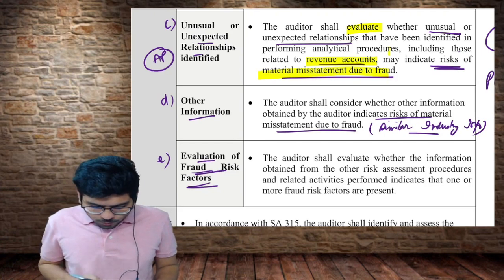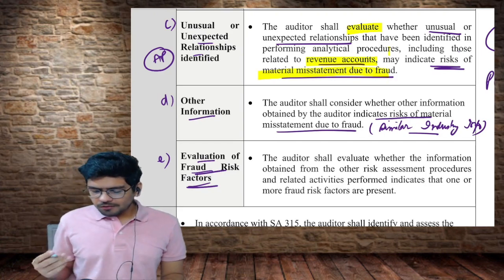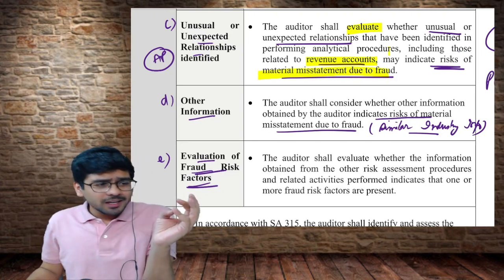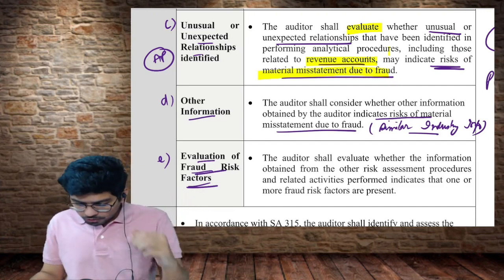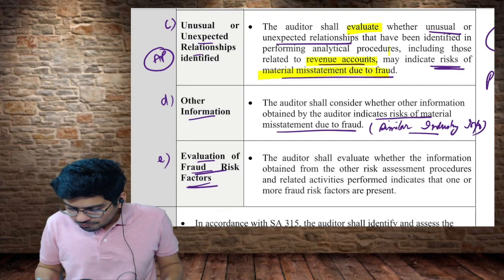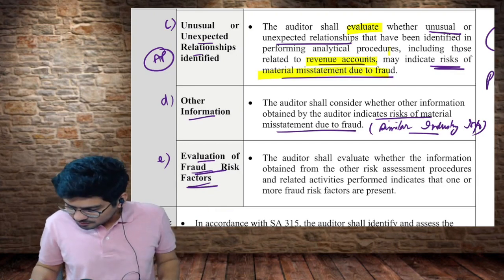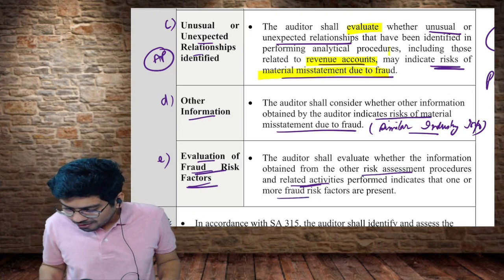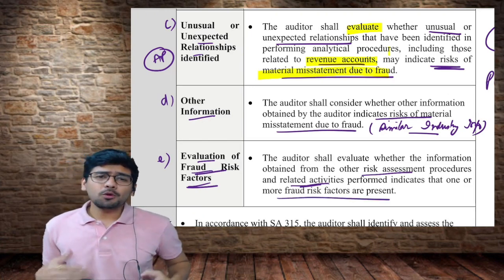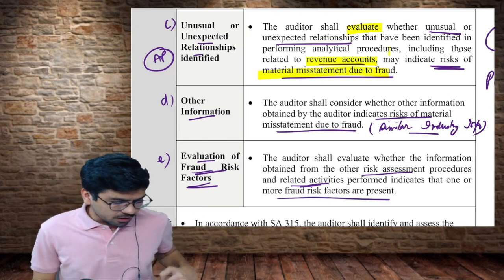Okay, and the last point, evaluation of fraud risk factors. I have already told you what the fraud risk factors are. It can be incentive, pressure, opportunity, or rationalization, attitude. So the auditor shall evaluate whether the information obtained from other risk assessment procedures and related activities performed indicates that one or more fraud risk factors are present. So I need to assess the fraud risk factors also.